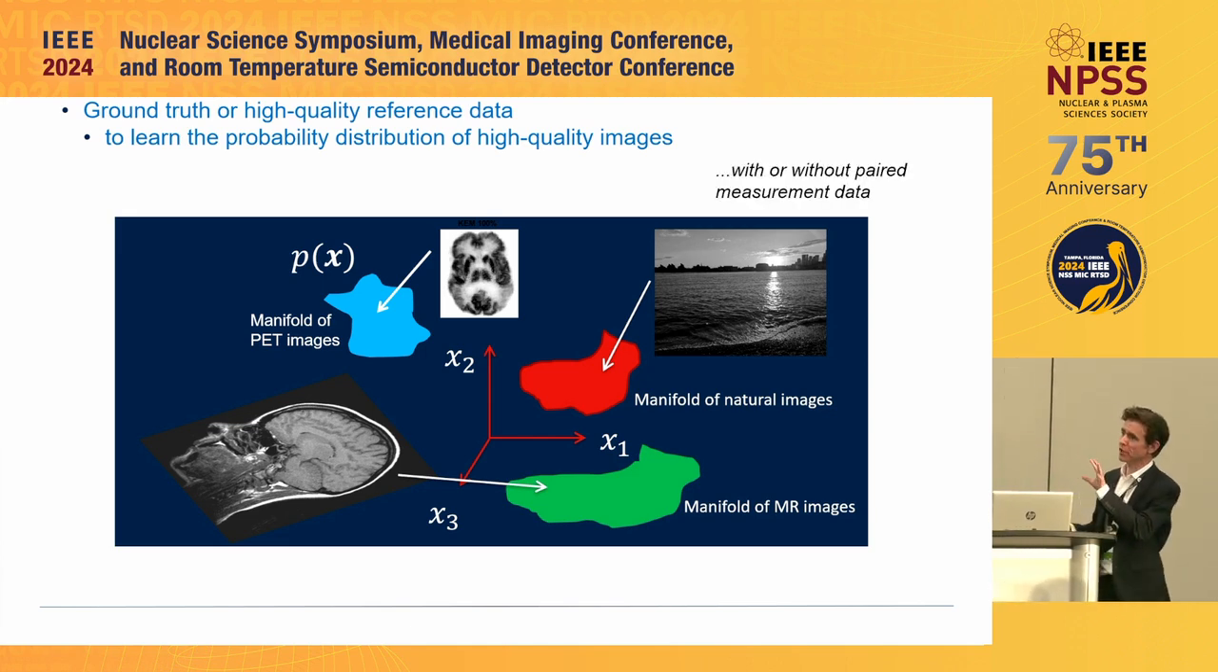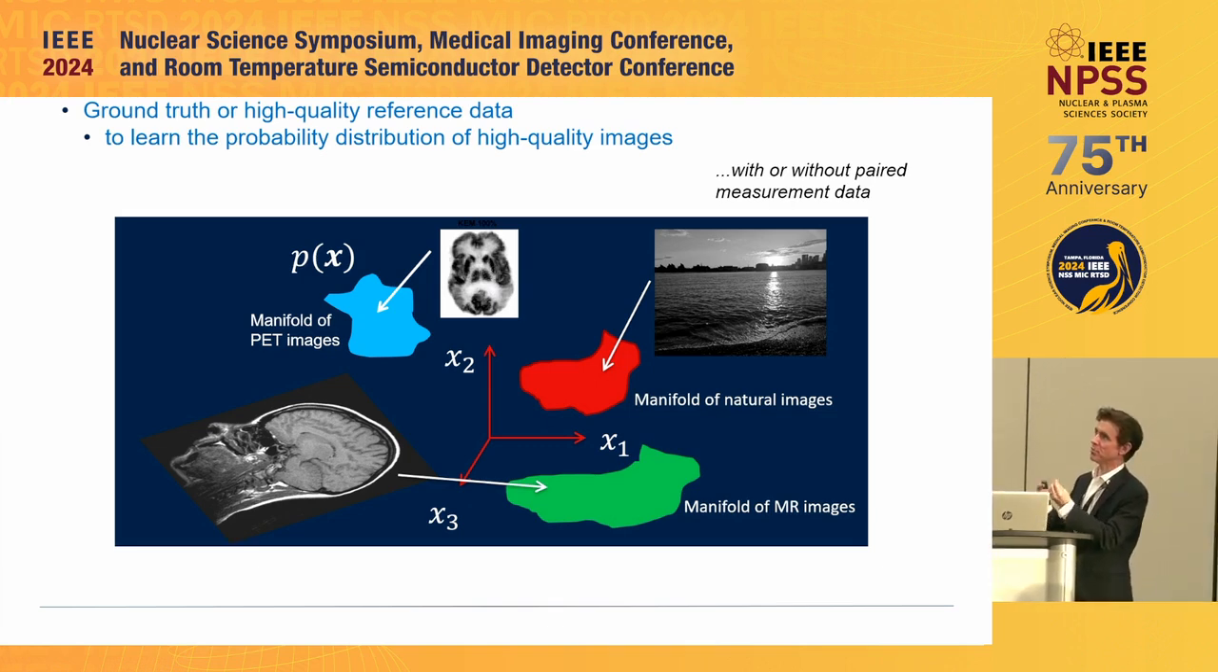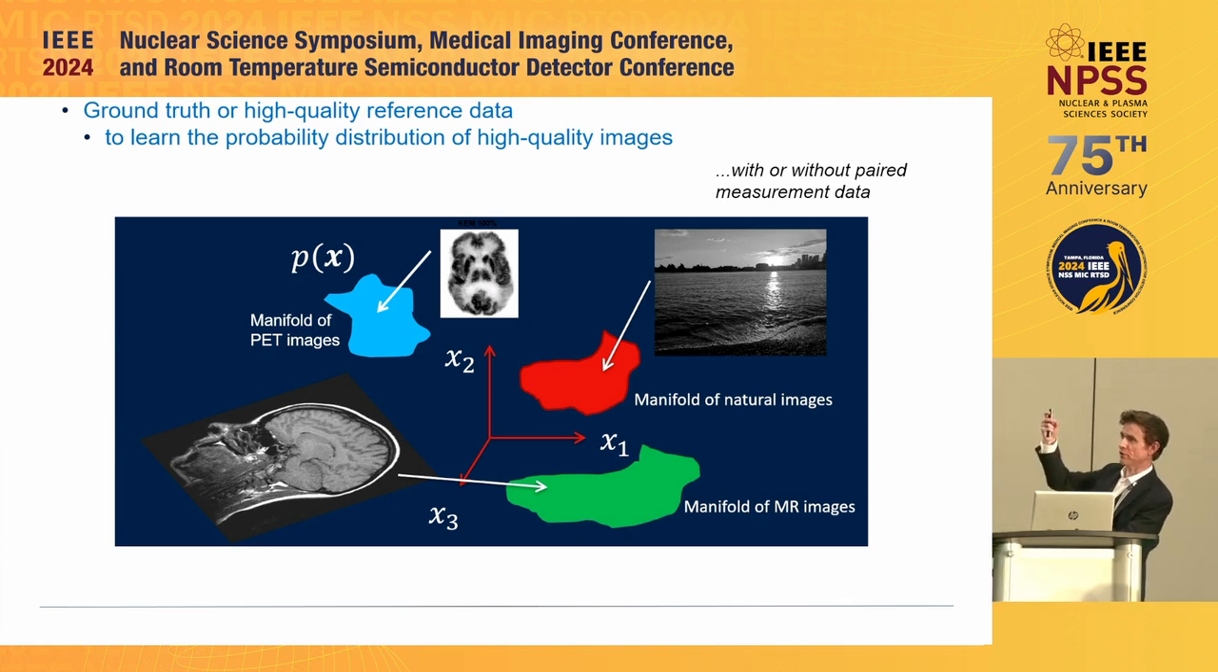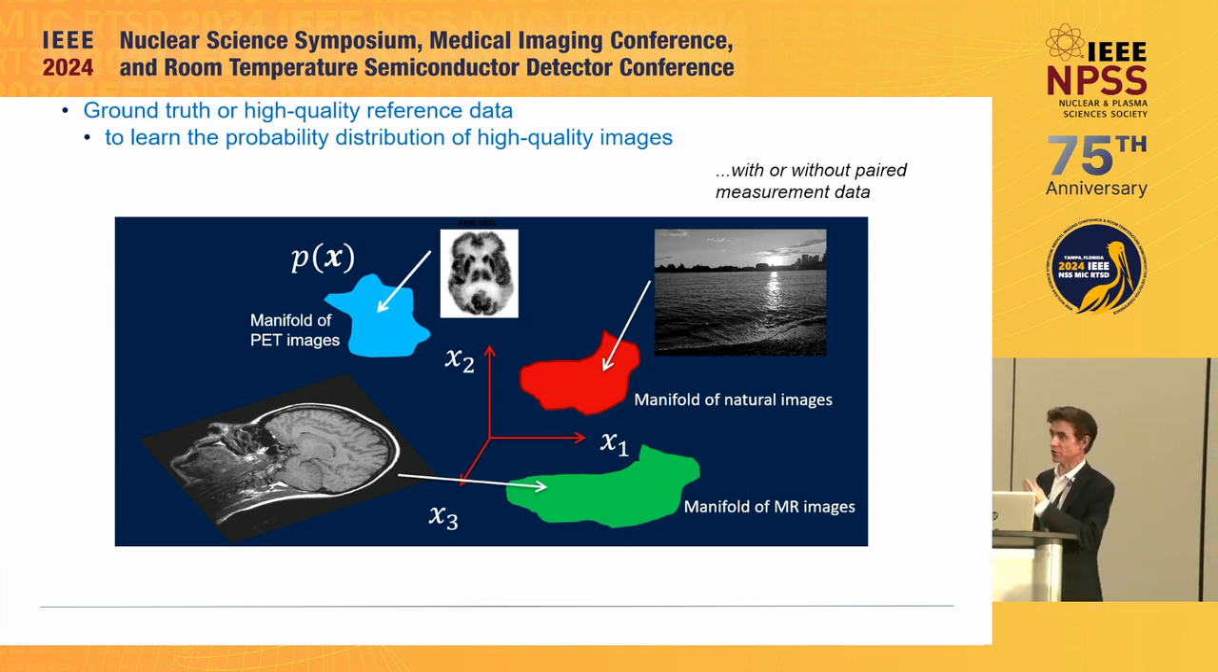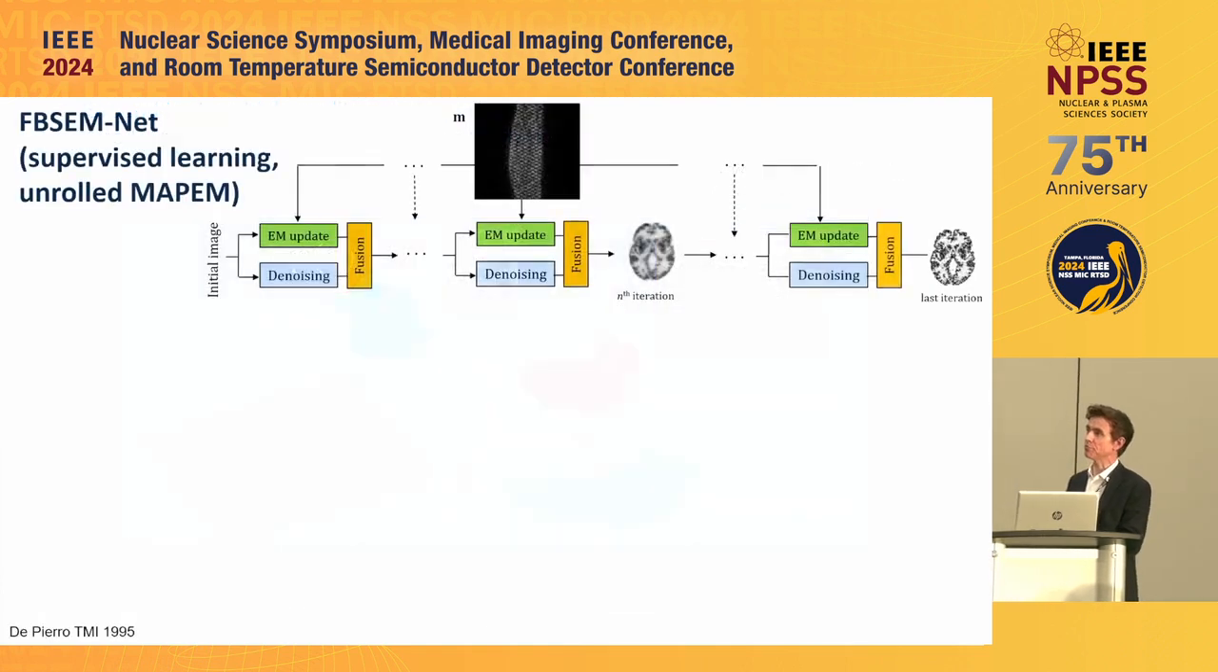And what we'll be looking at in a moment is trying to encourage images to sit on that manifold, looking at paired data where the image is actually associated with a sinogram, or indeed without pairing to sinograms, and that's where the generative AI will come in.